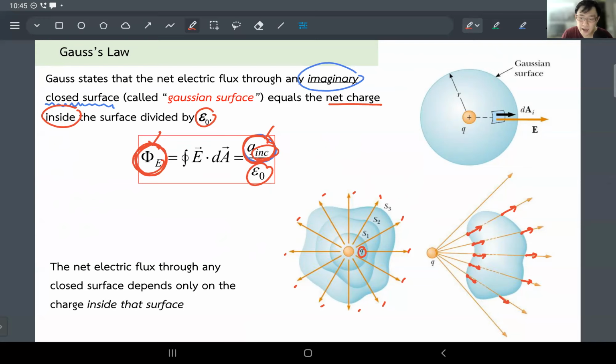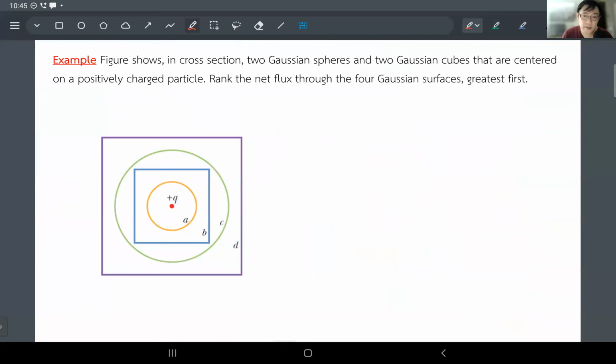Okay, guys? I'm just going to show you this before the break, for you to think about one more time. The four figures show a cross section of Gaussian surfaces. Gaussian just means that it's your imaginary surface. So you have two spheres and two cubes wrapping around this positive charge at the center. Rank the net flux through the four Gaussian surfaces. Which one gives you the greatest flux, guys? The A, the B, the C, or the D?